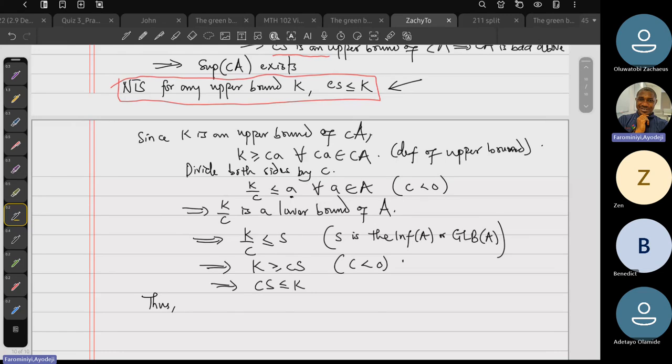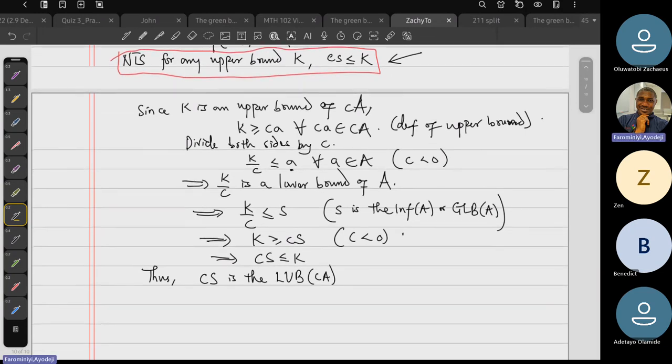So this confirms that CS is the least of the upper bounds of CA. That is, the supremum of CA is equal to CS, but we said S is the infimum. That is C times infimum of A.